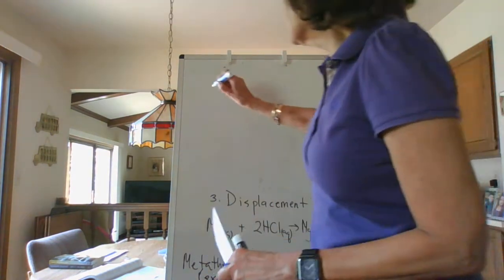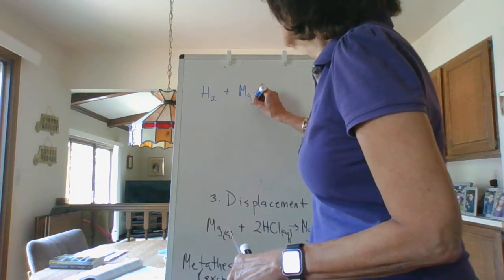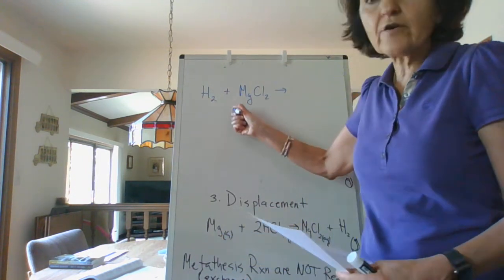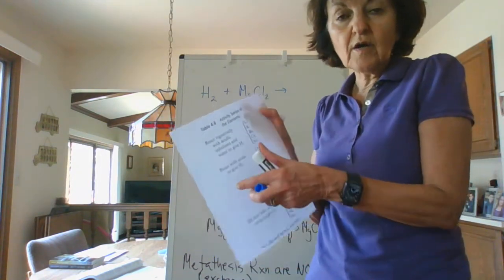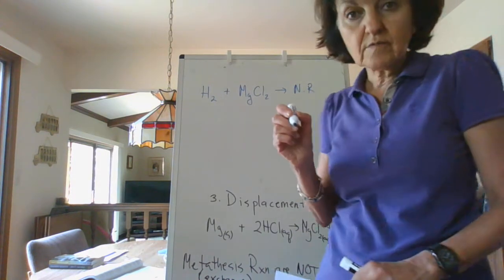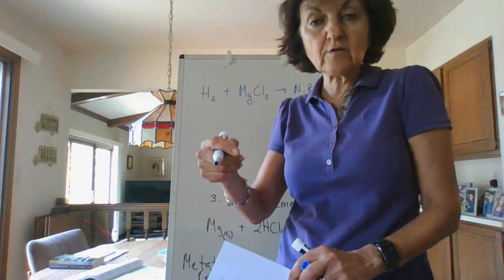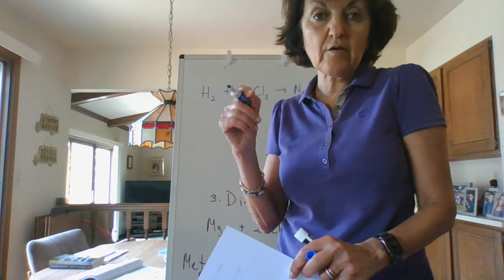But let's say I had something like this. If I had H2 plus MgCl2, is the hydrogen higher than the magnesium on the series? No, hydrogen is below the magnesium, so this would be no reaction. So anything higher on the series can kick something lower out. Anything lower on the series can't kick something higher out.